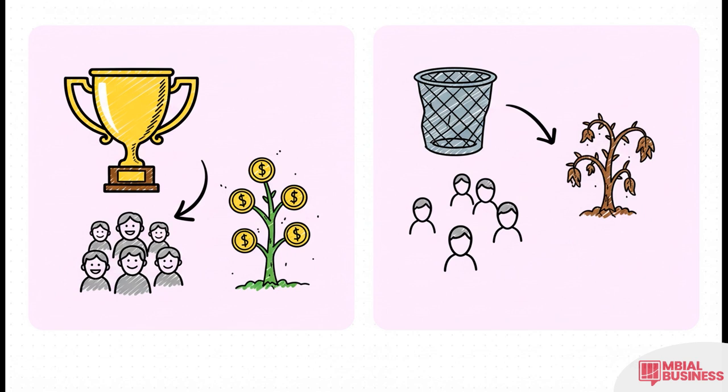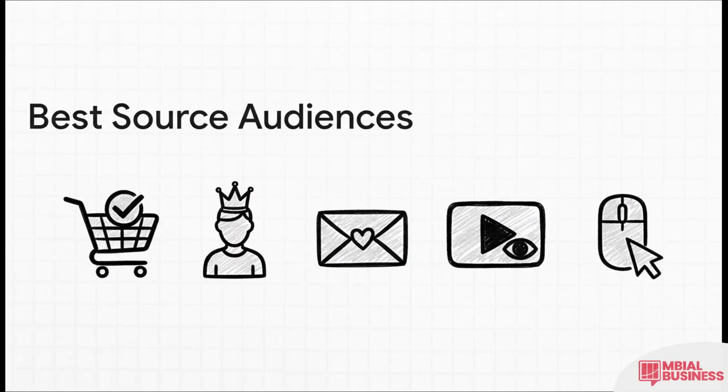But low-quality sources, the casual website visitors or the people who just grabbed a one-time discount, that's only going to get you a weaker, much less effective lookalike. These right here, these are your A-listers, your VIPs. You want to focus on building your source audiences from people who've already proven they're valuable. And these minimum numbers, they are absolutely critical. They give the algorithm enough data to find real, statistically significant patterns. If you use anything less, you're basically asking it to work from a blurry photo instead of a high-def blueprint.